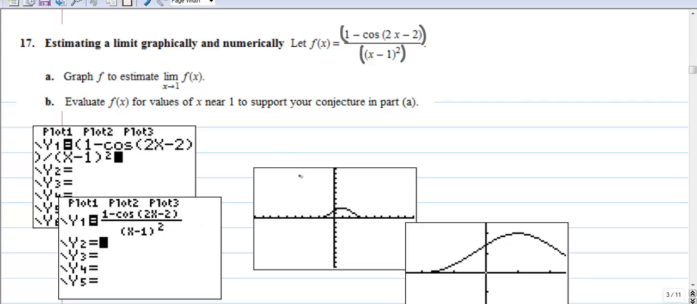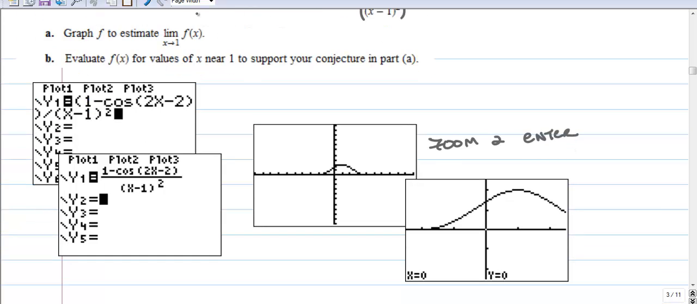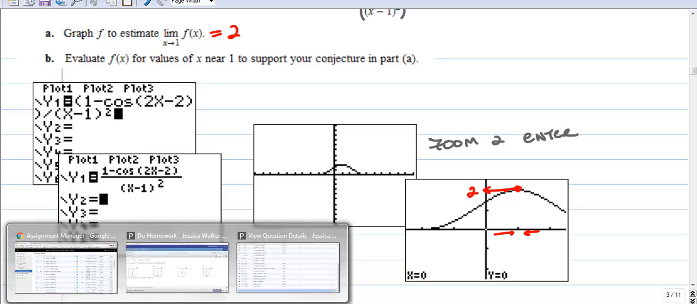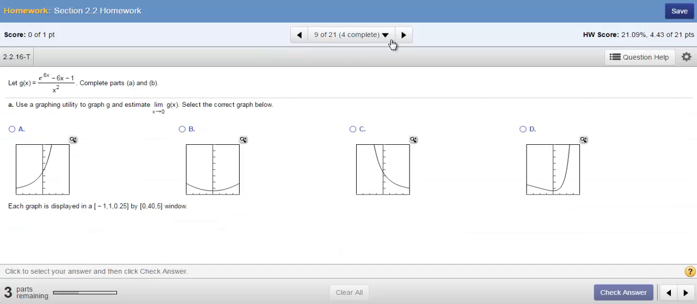And so here was my regular graph, and then I did zoom to and enter to zoom in. I noticed that as I'm approaching 1 from either direction, this graph is approaching the number 2. So that's what I would put for this one. Then it says to evaluate for values near 1 to support my answer. I don't know if they're going to want you to type it in.